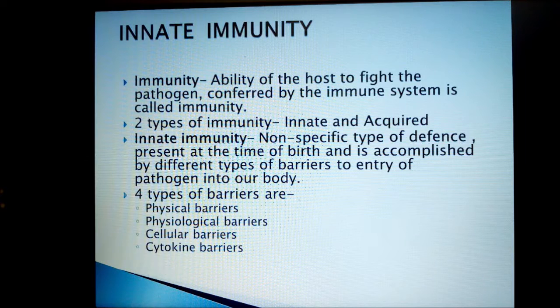The fourth one is cytokine barriers. Virus-infected cells secrete proteins called interferons, which protect non-infected cells from further viral infection. So substances like interferons produced by the cells are called cytokine barriers because they protect the non-infected cells from infection.